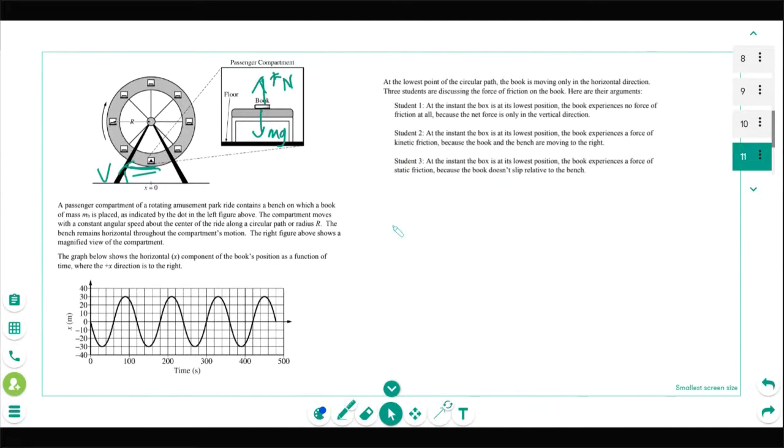All right, so students are arguing about this thing. Student 1: at the lowest position, the book experiences no force of friction at all because the net force is only in the vertical direction. Student 2: force of kinetic friction because the whole thing's moving to the right. And student 3: a force of static friction because the book doesn't slip relative to the bench. Okay, these are all reasonable answers on here.